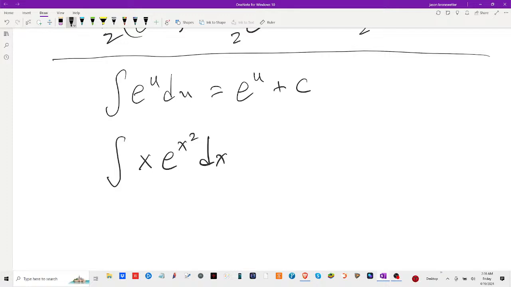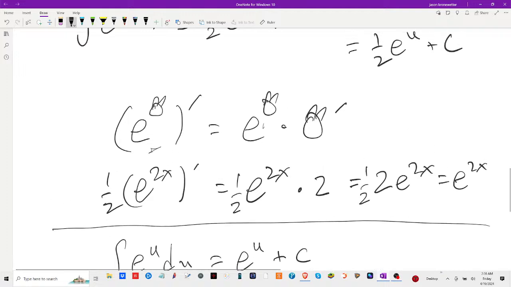Well, it's intimidating looking, but you have to say to yourself, what I would love for this to just be is e to the u. And the only way it's ever going to be e to the u is if I let this x squared part be u. So let's start with that. We'll say, let u equal x squared.